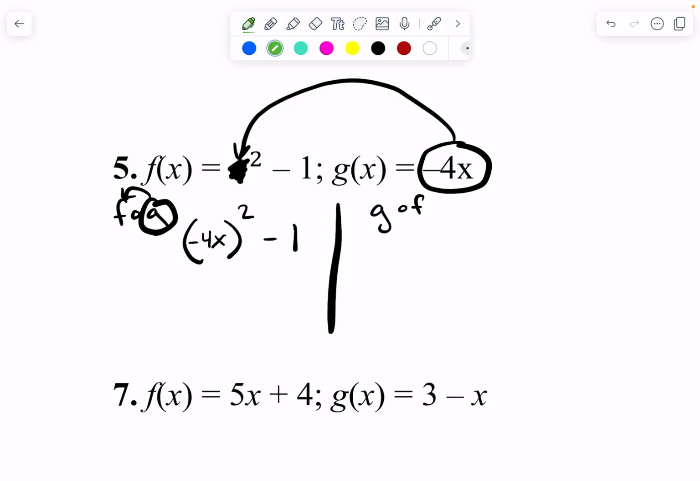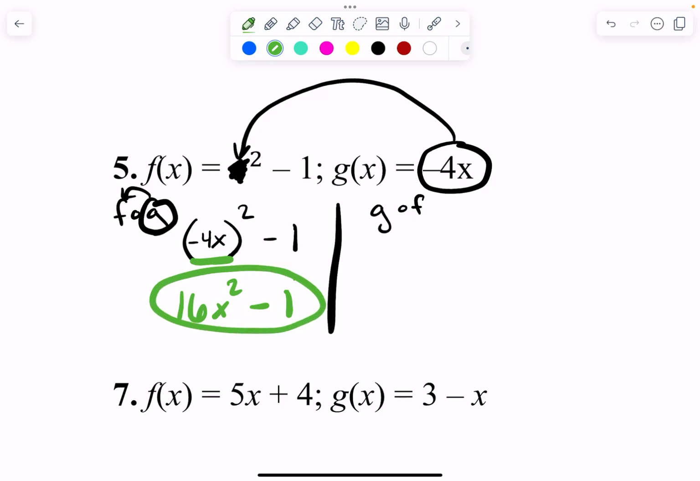All right. This one's a little tricky. Negative 4 squared means negative 4 times negative 4, which is 16, and x times x, or x squared, which is x squared. So that's what negative 4x squared is. And then I have minus 1. He's just chilling. I can't put those together, so that's it.